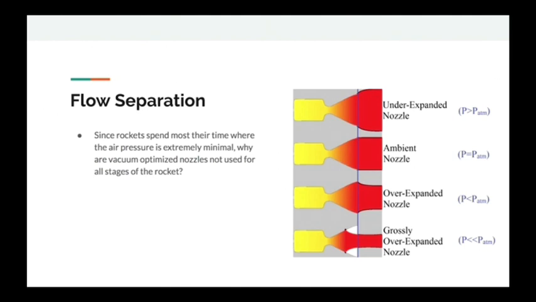The diagram at the right demonstrates this perfectly. You can see in the two bottom pictures you have an overexpanded nozzle and a grossly overexpanded nozzle. They both show that the pressure of the atmosphere is much larger than the pressure of the exhaust gases. And you can see in the bottom image, this is most greatly demonstrated, where the exhaust gases are not even filling up the entire nozzle, meaning shockwaves travel back up in the nozzle, causing an explosion.